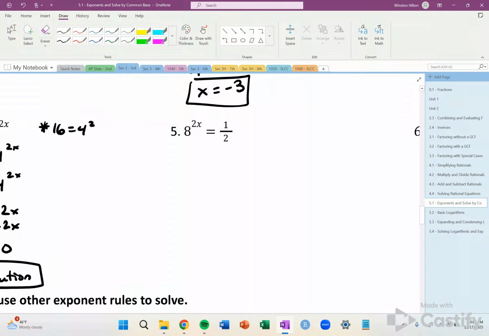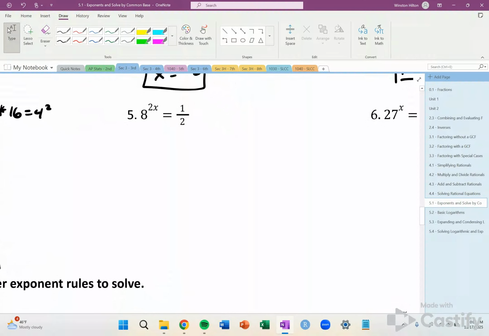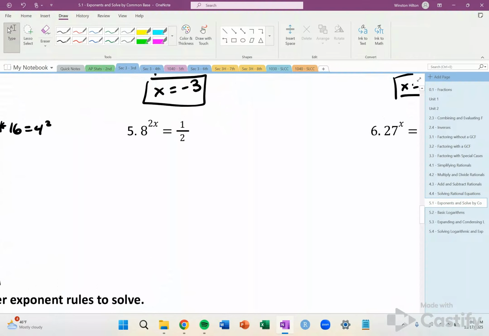All right, let's check example 5. Okay, so here this one gets a little tricky. Fractions are not our favorite thing, so we are going to use one of our properties. 1/2 is the same thing as 1 over 2 to the power of 1, and we can get rid of the fraction by making this a negative exponent. So now we have 8 to the power of 2x equals 2 to the power of negative 1.